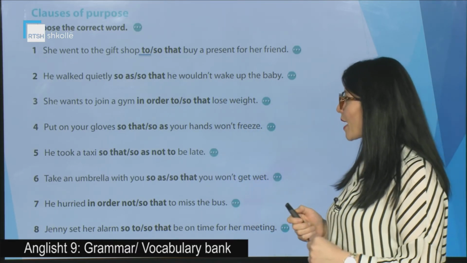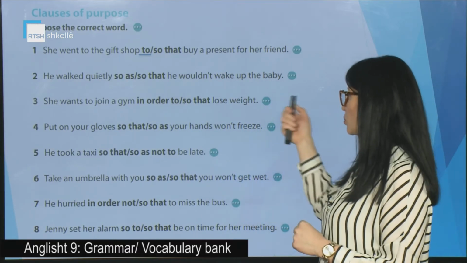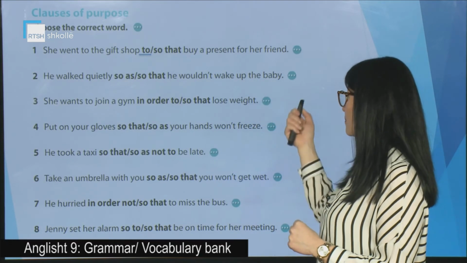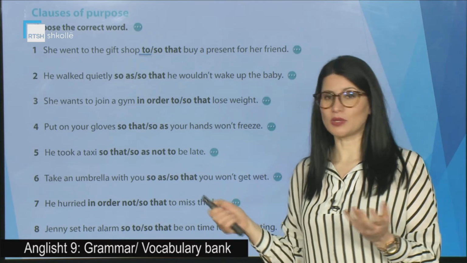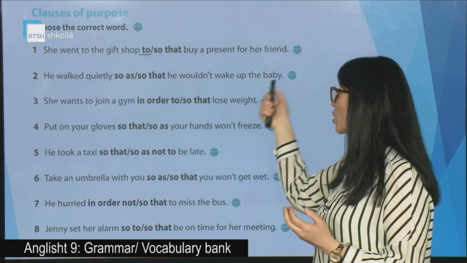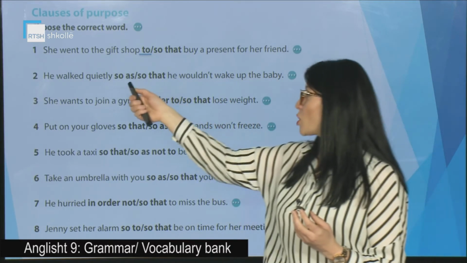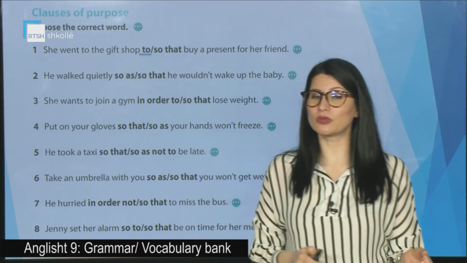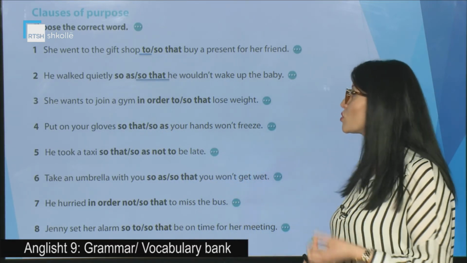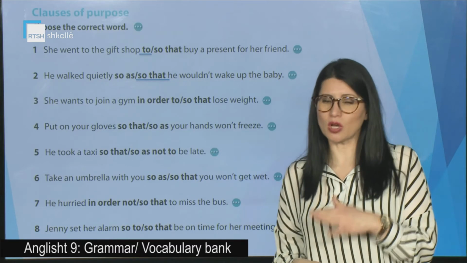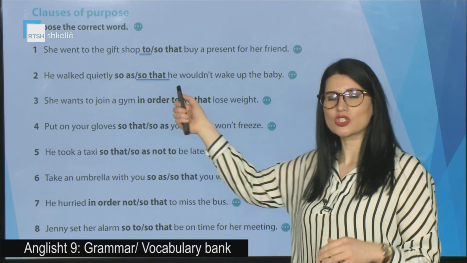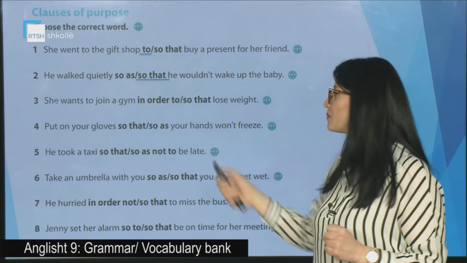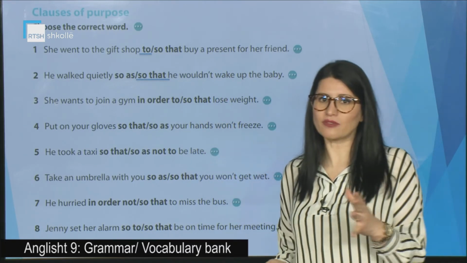He walked quietly so as he wouldn't wake up the baby or so that he wouldn't wake up the baby. So have a look. Here we've got a clause, while so as needs the word to after it. So we are going to choose so that, which is always accompanied by a clause.